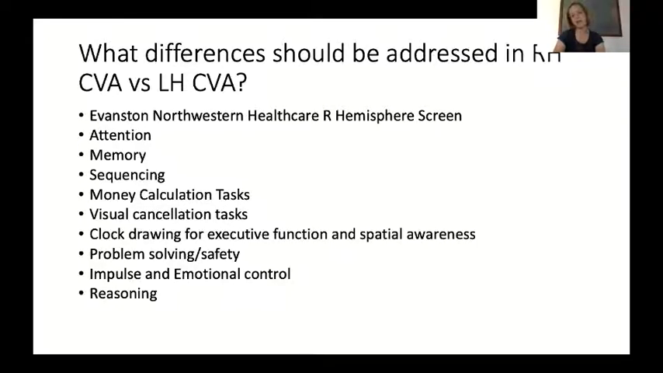The test I put at the top, the Evanston Northwestern Healthcare Right Hemisphere Screen, the 5-stage test that I'll scan.